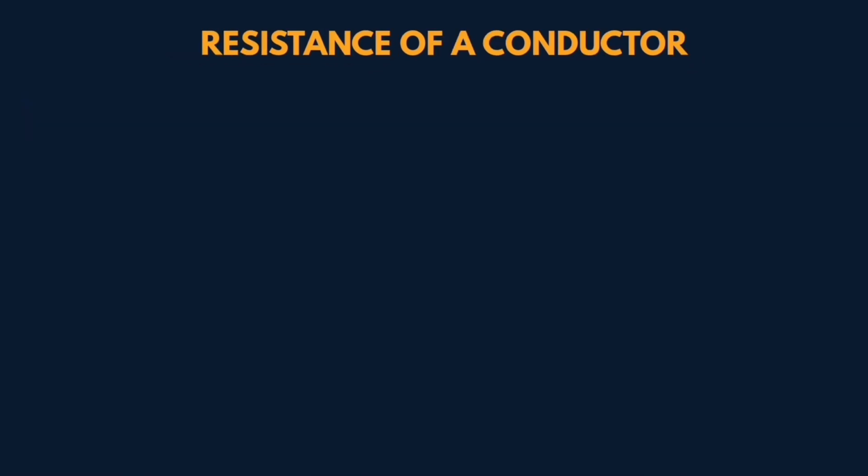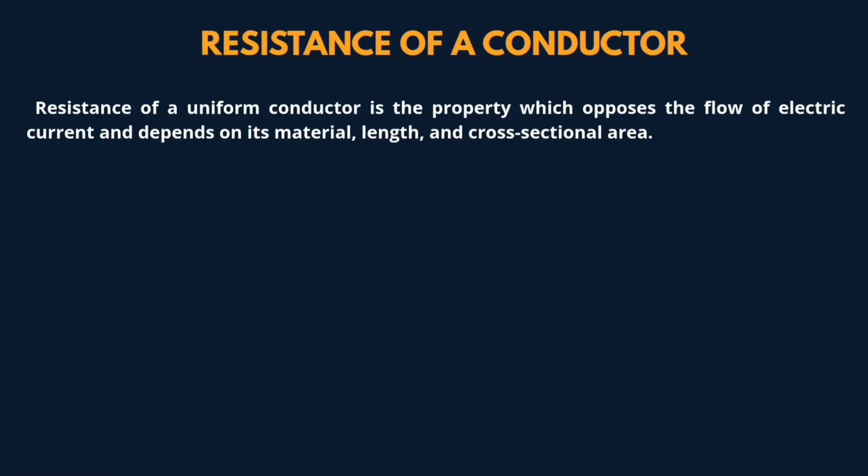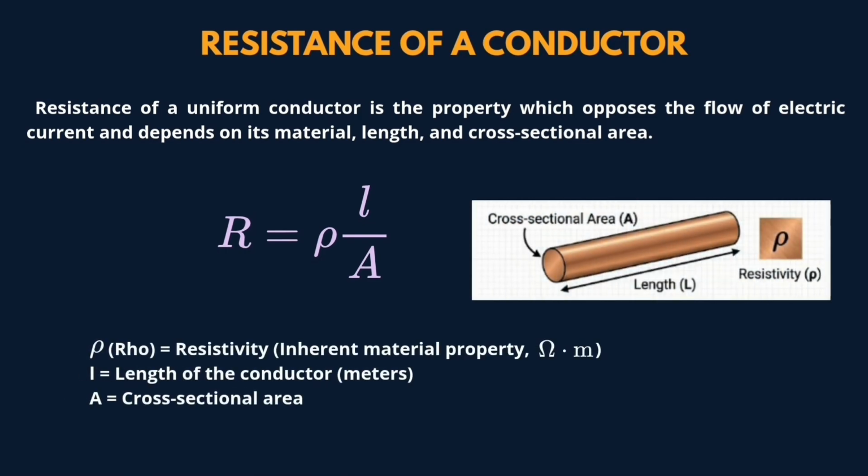Resistance of a conductor. Resistance of a uniform conductor is the property which opposes the flow of electric current and depends on its material, length and cross-sectional area. That is, R is given as rho L by A, where rho is nothing but resistivity, L is the length of the conductor, and A is nothing but cross-sectional area. A longer wire means more internal atomic collisions, increasing resistance. A thicker wire provides a wider path, easily flowing and decreasing resistance.